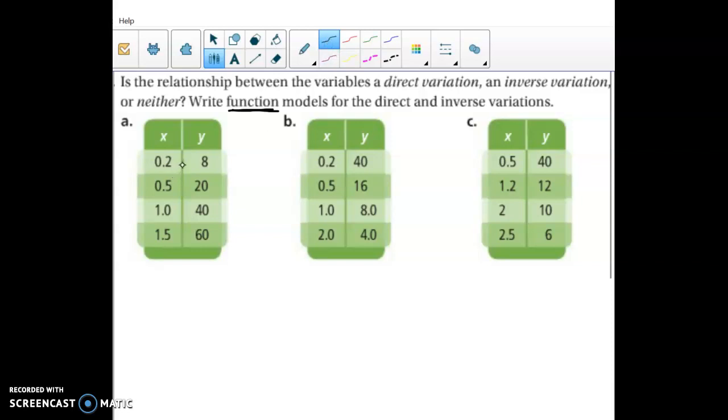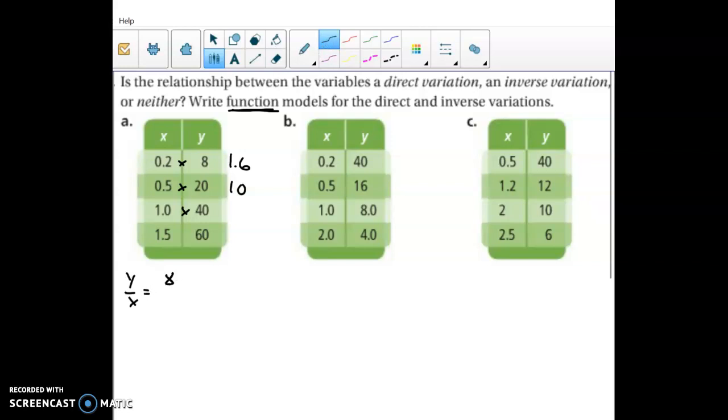Okay, so what I do is I start by multiplying across and see if they're the same. So 8 times 0.2 would be 1.6. 0.5 times 20 would be 10. So already I can tell that that's not going to work. Okay, so since that didn't work, next what I would try for this table is I would do y over x and see if that's constant.